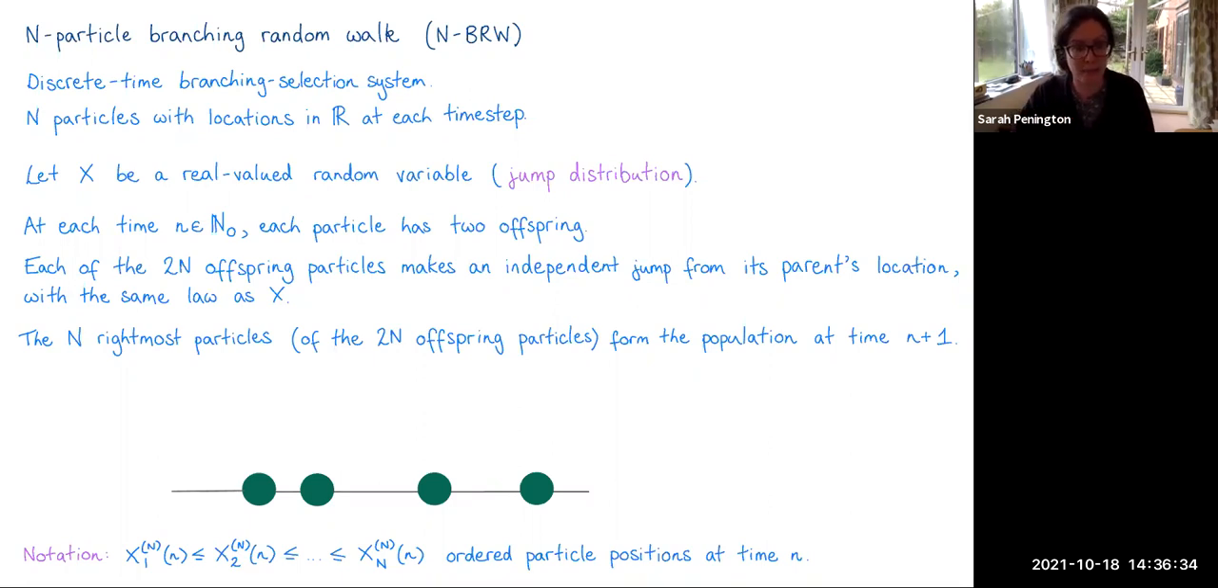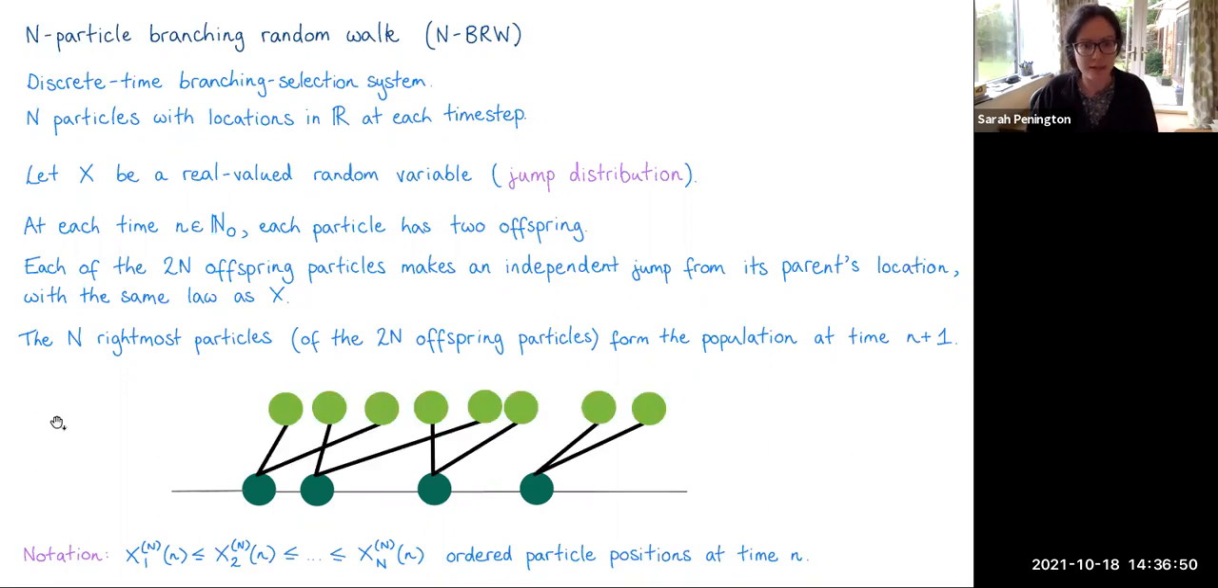Particles which are further to the right have a higher evolutionary fitness, and those are the ones that survive in the selection step. So in the pictures at the bottom, I'm going to show you what this process could look like for N equals 4 for just one single generation of the process. We'll start with some configuration of the particles on the real line.